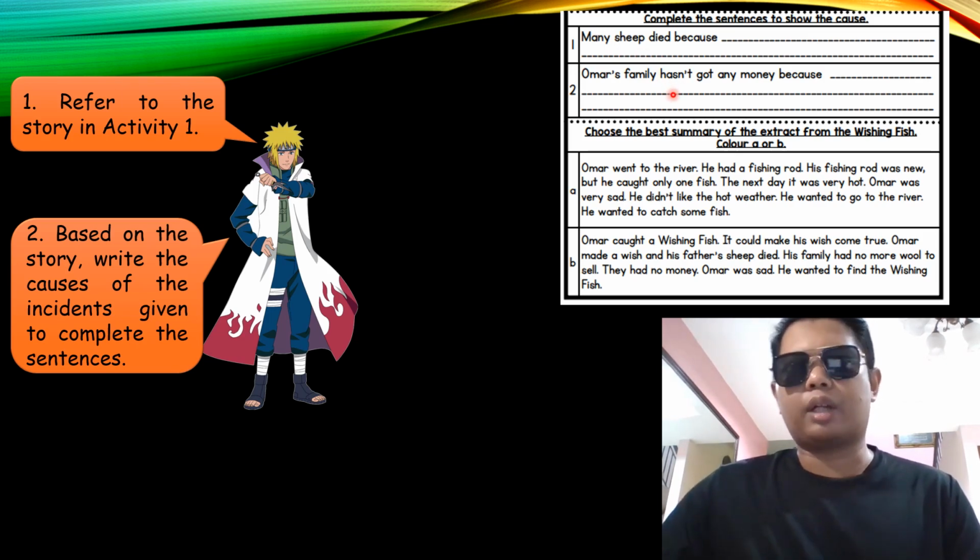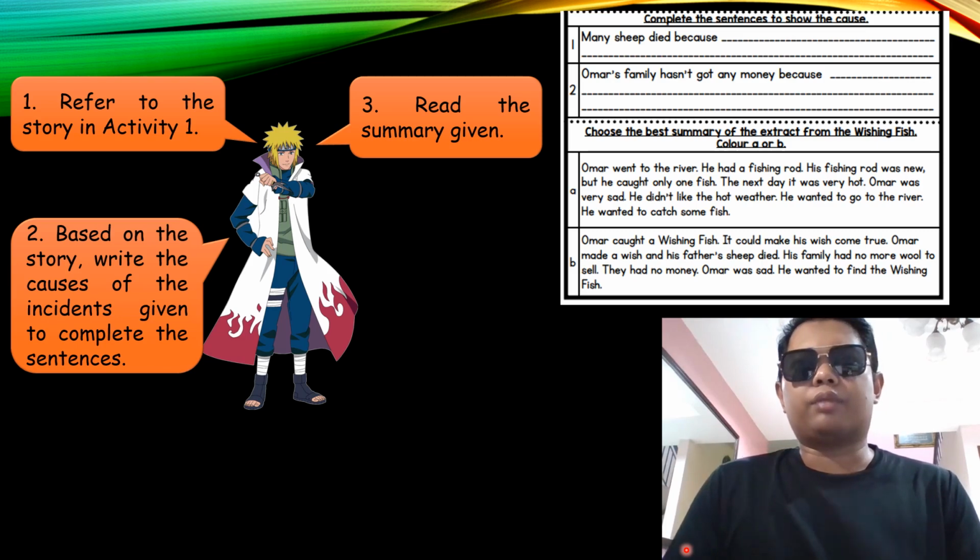You write the reason why many sheep died, because maybe there is no food or no water, or the weather is hot. And then Omar's family hasn't got any money. Why? You write the reason. You just need to write only one reason.